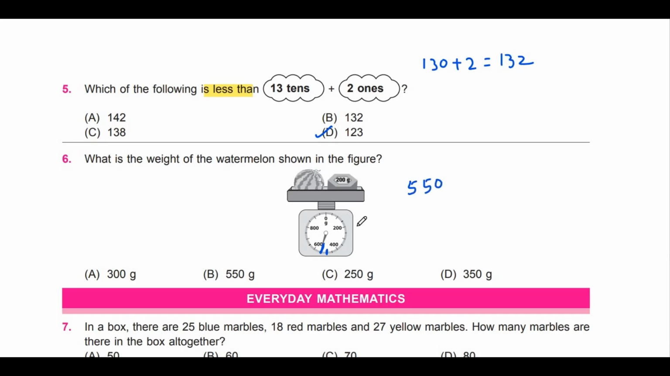But when you look at the figure carefully, there is a weight of 200 grams given here, which is very important to note. Usually kids see the 550 as the weighing scale reading and mark the answer as B, but that is not right.